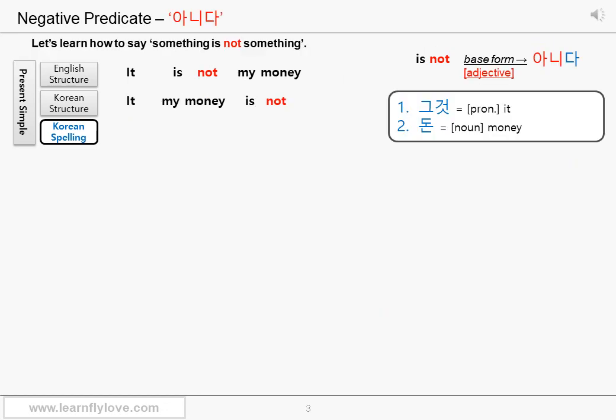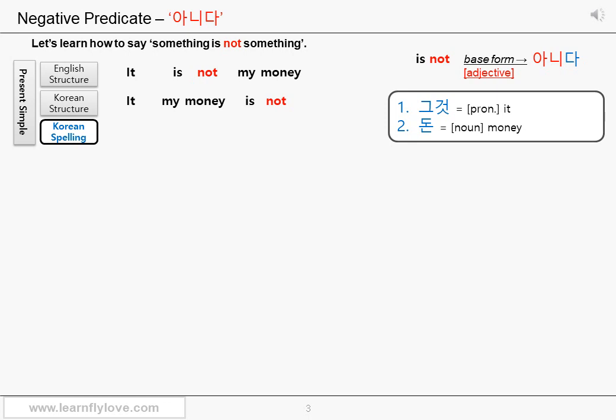Now let's learn the predicates that already contain a negative meaning in it. Let's learn how to say something is not something first. It is not my money. It, my money, is not. The subject it comes first and then the complement my money comes after and the predicate with not comes at the end.